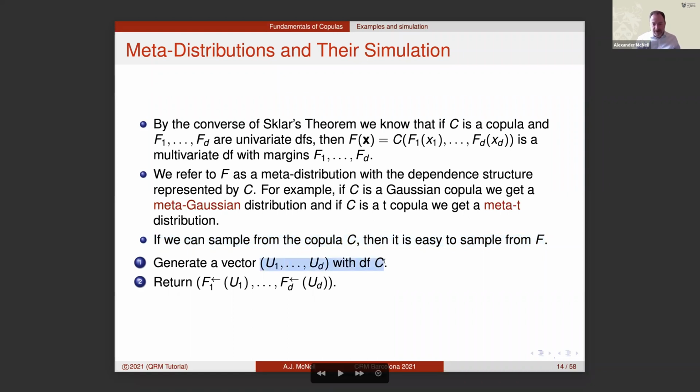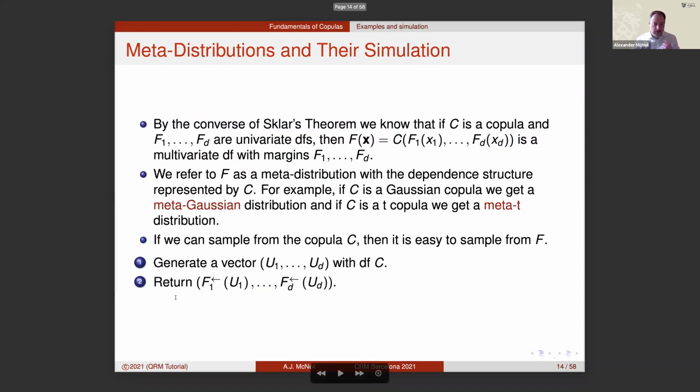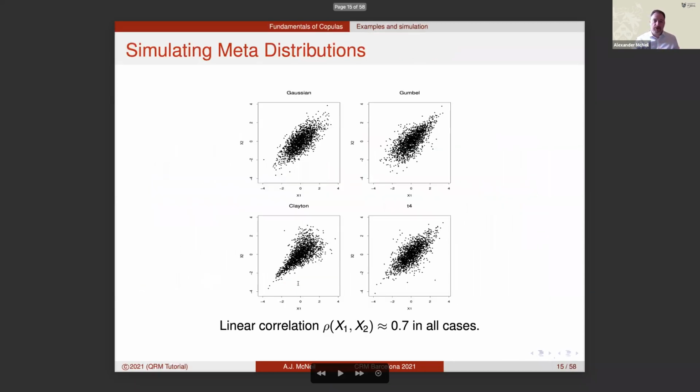We generate a vector from C, as we basically did in one of these pictures here. And then for each of the components, we apply the desired quantile function. Anything we want, any quantile function we want, will change the uniforms into that distribution. Now here, I've done it with normal margins. So in fact, the quantile functions F1 and F2 are normal quantile functions. And I get 4 distributions.